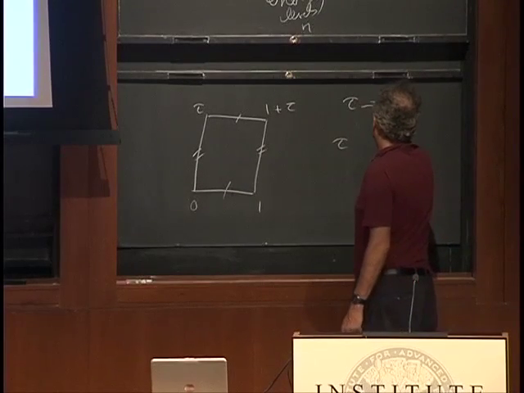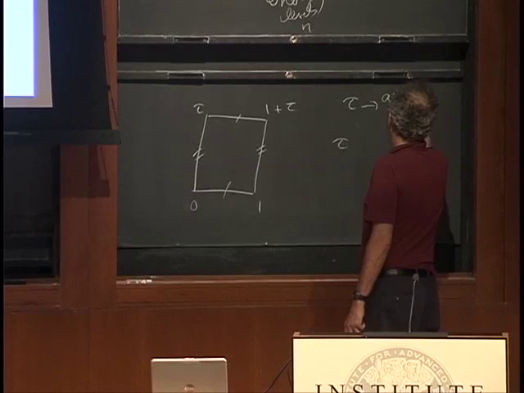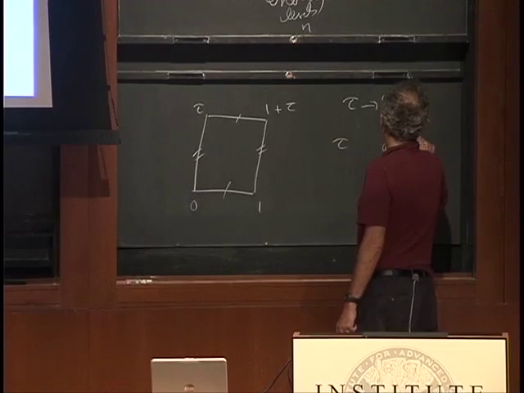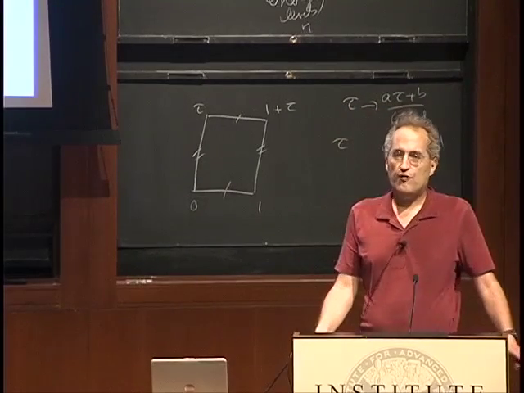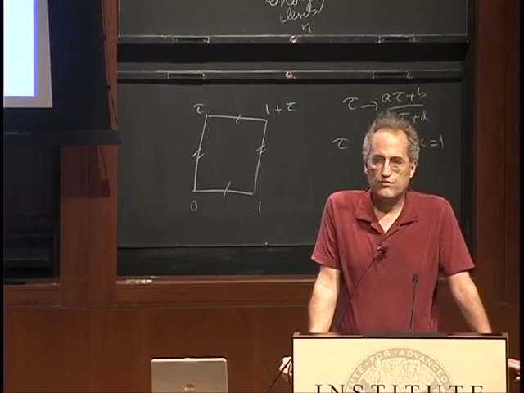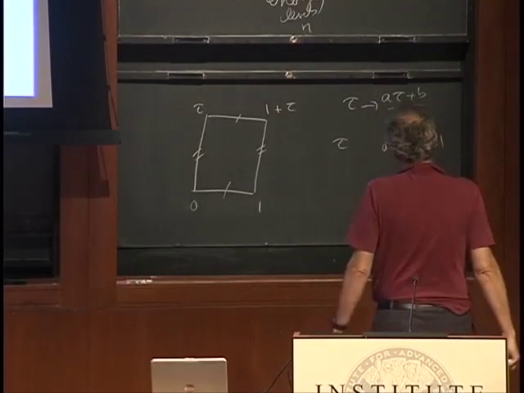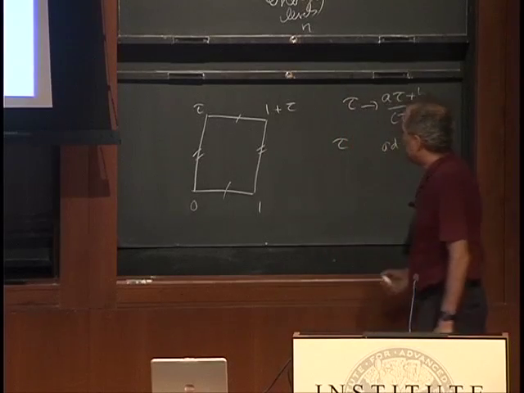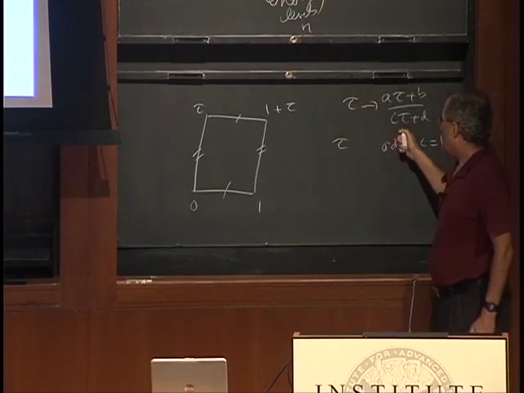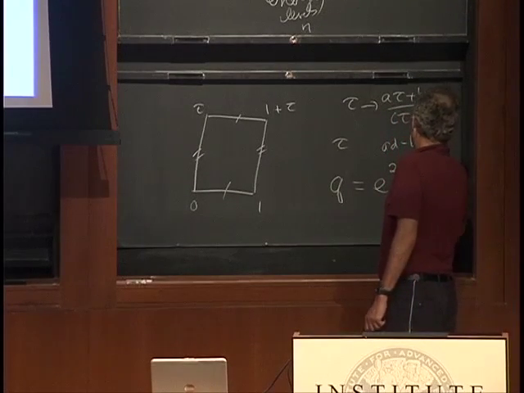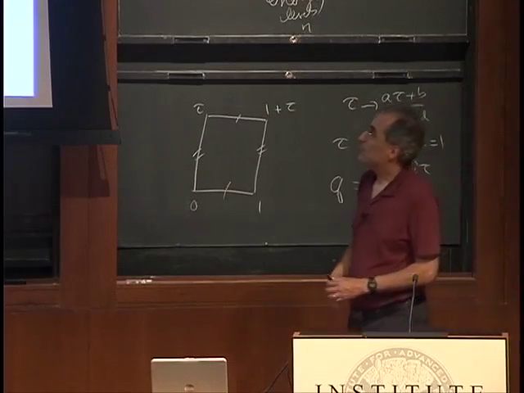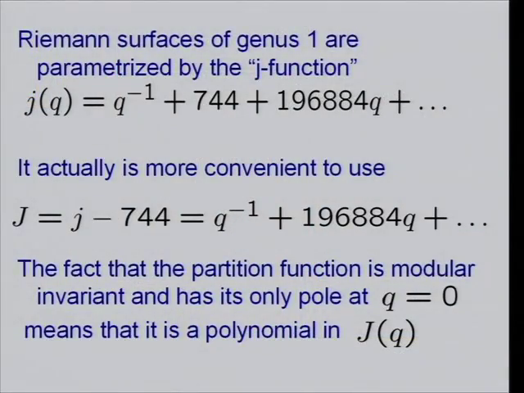Modular invariance, by the way, acts like so, where a, b, c, and d are integers, and exchanges different ways of parameterizing essentially the same torus. Then it's convenient. So Riemann surfaces of genus 1 are parameterized by tau up to a modular transformation. But there's another classical way to parameterize it. We introduce q, which is e to the 2 pi i tau. And then there's this magical function of q, the j function, which has a simple pole at q equals 0, and then a Laurent expansion around it.